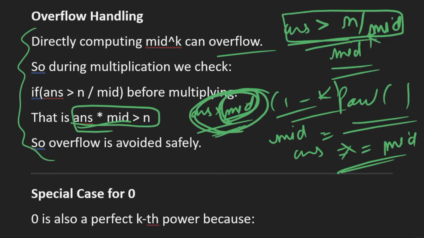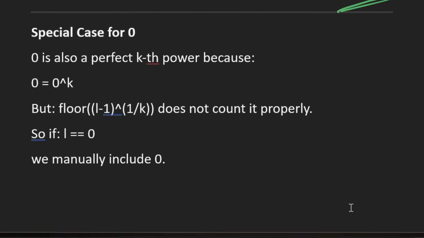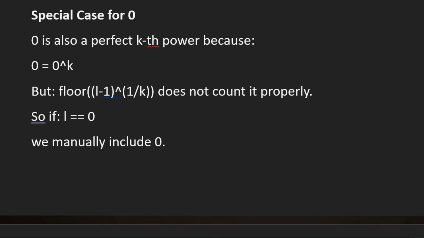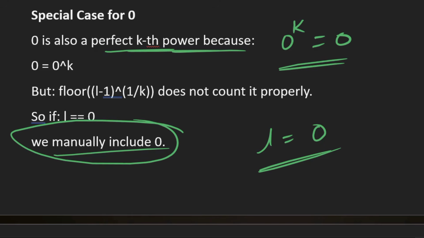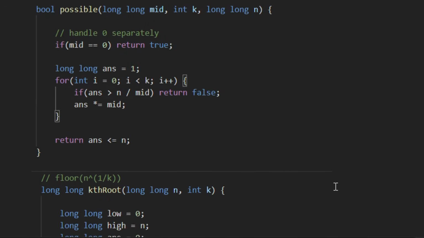And one special case is there, that is for 0. As we know 0 to the power k is 0, so 0 is also a perfect kth power. So when L is equal to 0, in that case we have to manually include 0 in our answer, right? So this is our special case. So let's see the code part.